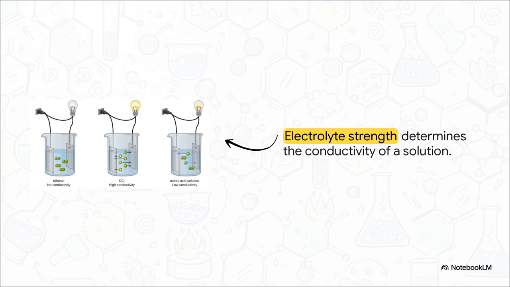But look at potassium chloride, or KCl. The bulb is blazing bright. KCl is a strong electrolyte, meaning it yields a massive concentration of freely mobile ions that just perfectly conduct electricity. Then with acetic acid, it gives us a pretty dim bulb. That makes it a weak electrolyte, where only a tiny fraction of it actually produces ions.